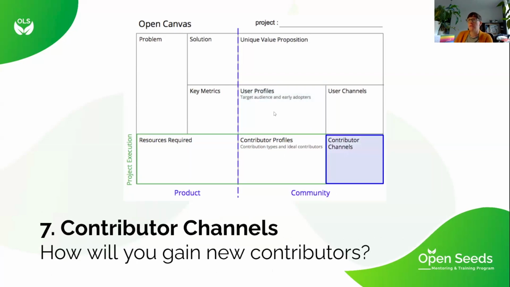So with this, you have your early adopters, your contributors. How are you going to gain new people? How are you going to reach farther? So this would be into the contributor channels. This could be as simple as creating a Slack channel or a newsletter, LinkedIn. Some years ago, I would have said Twitter, but maybe Mastodon now. You get the gist of it.